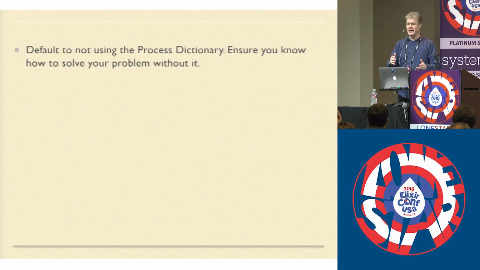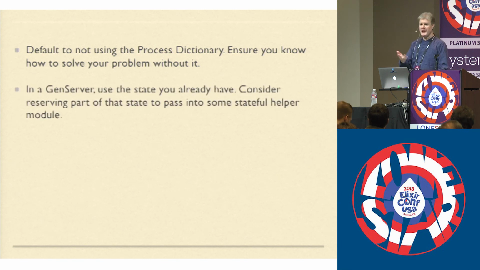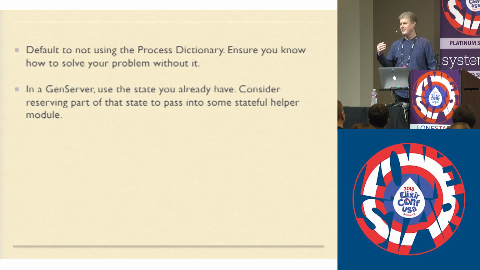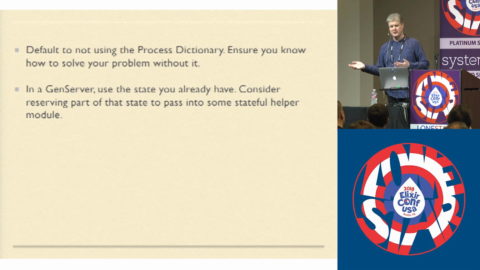So that was undesirable, and process dictionary ended up being a nice compromise for that. If you're writing a GenServer, you've got state right there. There's probably no reason to write a GenServer that also uses a process dictionary. Process dictionary is more useful to these helper modules that get called indirectly from a GenServer call.